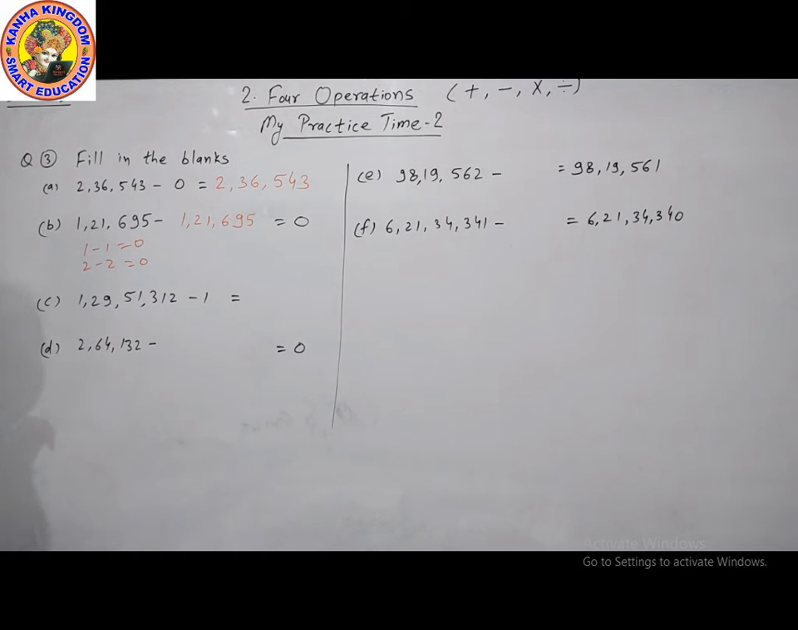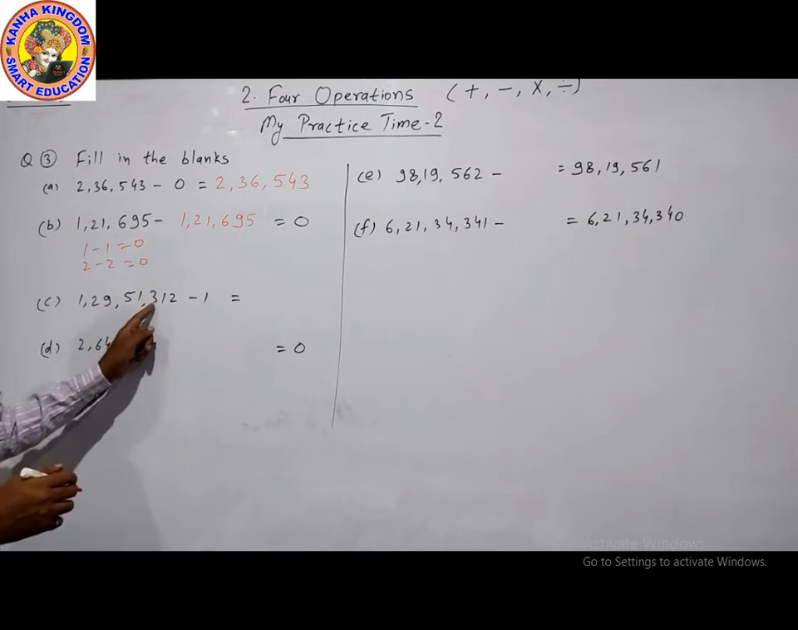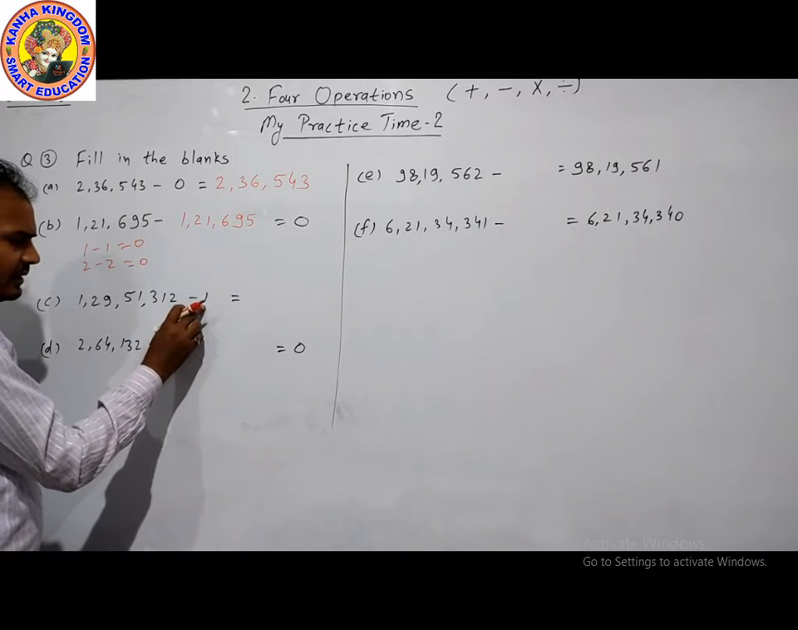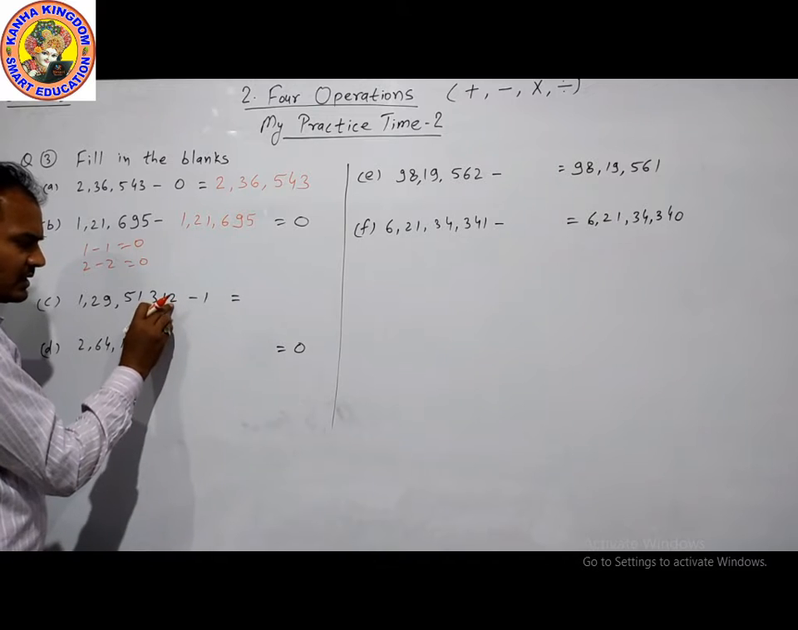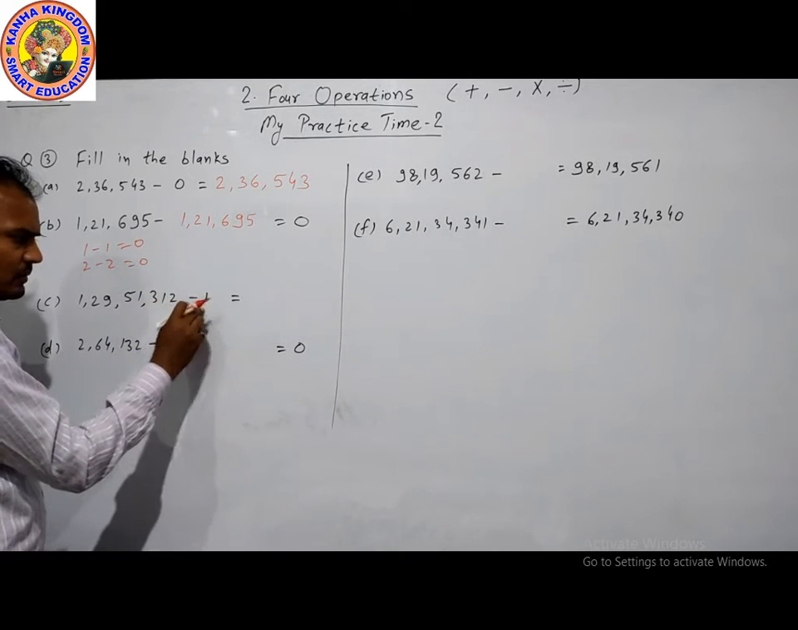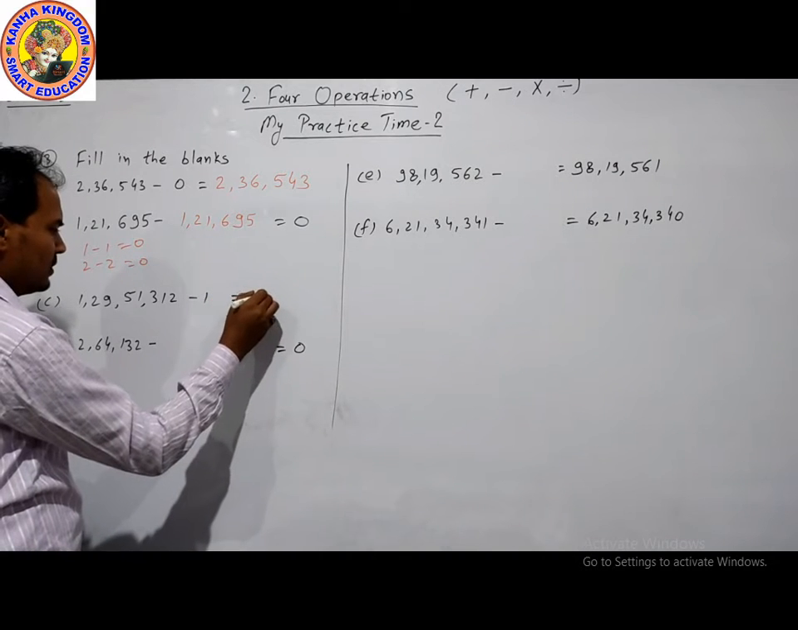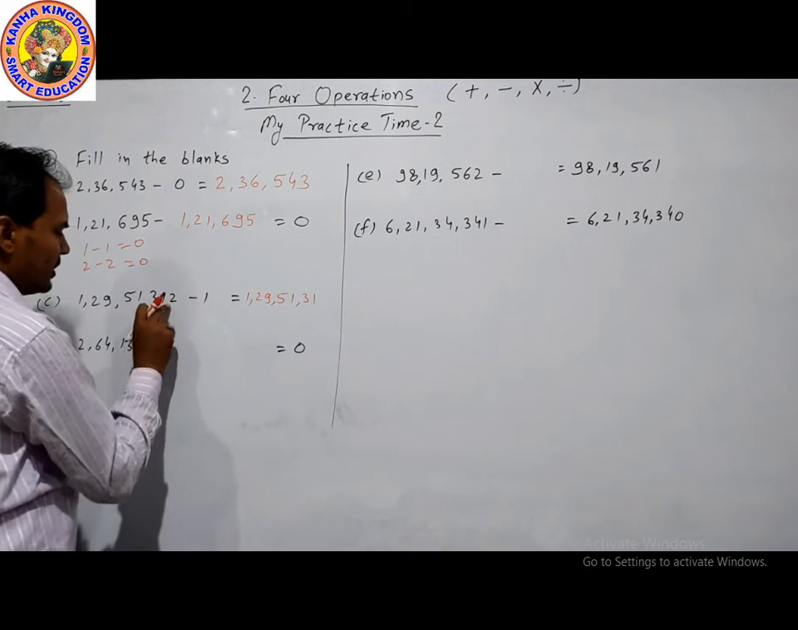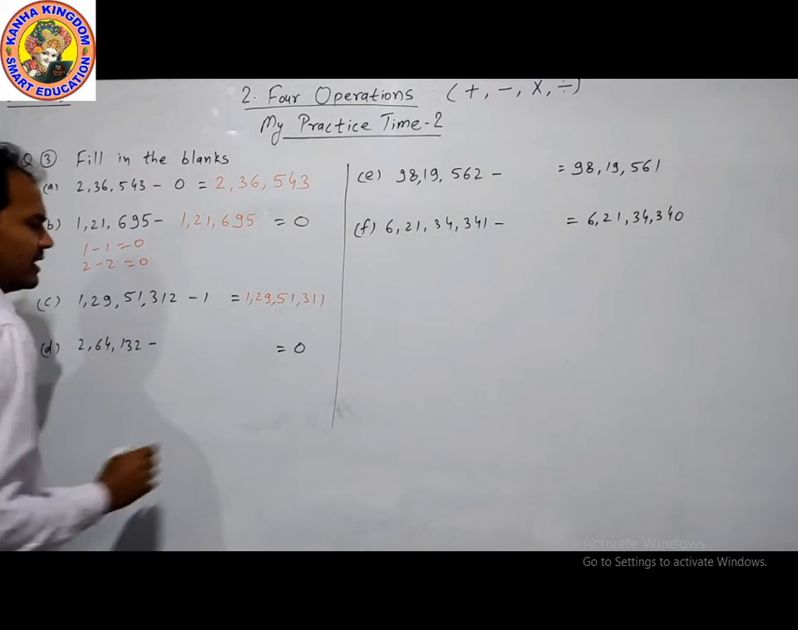The next one, 1,29,51,312 minus 1. If we subtract 1, the 1's place here is 2. So 2 minus 1 is equal to 1. 1,29,51,311. Here is 1. Here is 1.